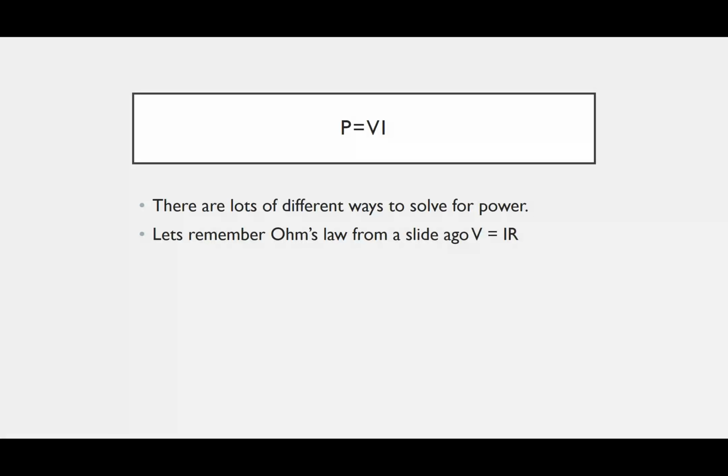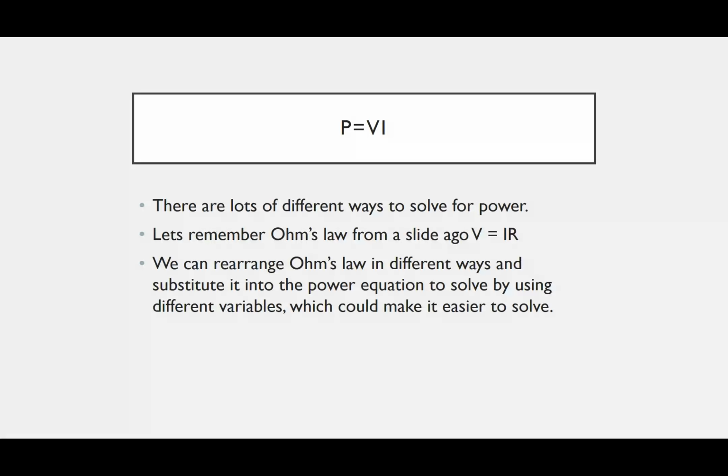All right, our second equation is power is equal to the voltage multiplied by the current. There are a lot of different ways to solve for power. The standard one is just VI. If we remember Ohm's law from one slide ago, the voltage of a circuit is equal to the current times the resistance. So now I have two equations, so I can start to substitute some of the values in. So we can rearrange Ohm's law in different ways, substitute in for the power equation to solve by using different variables. Sometimes it's even easier to solve.